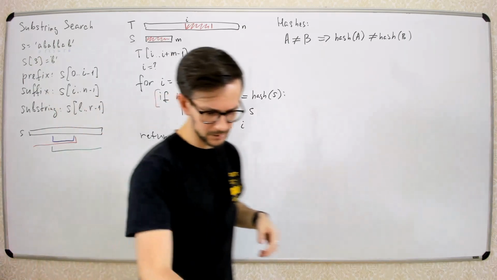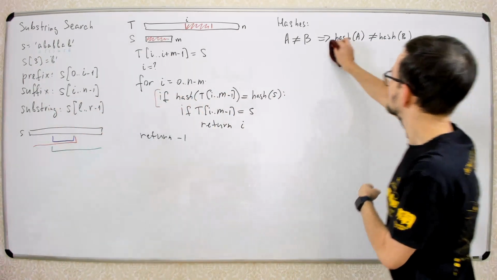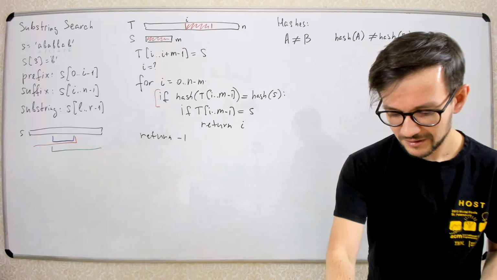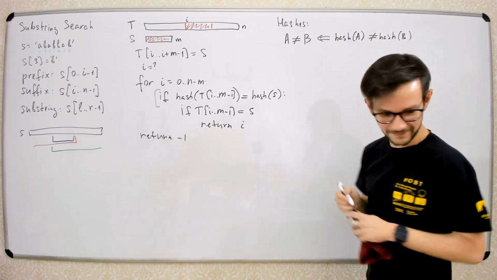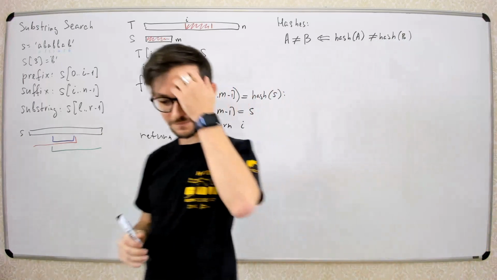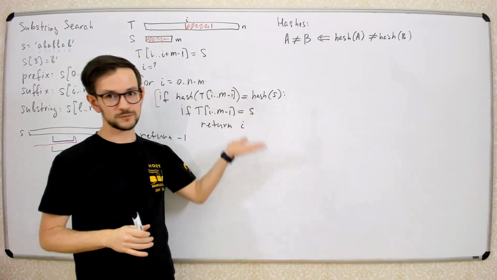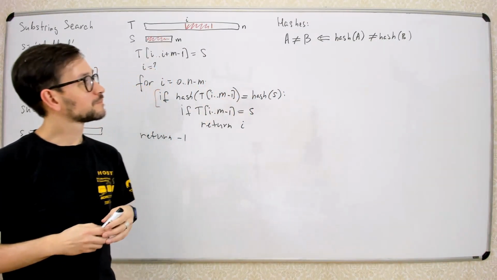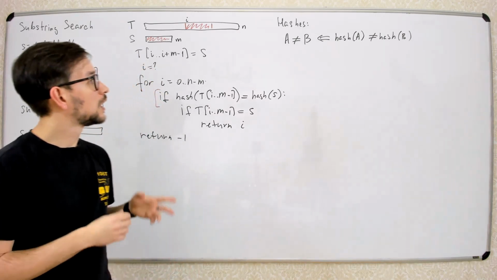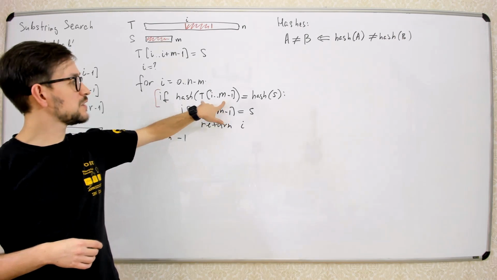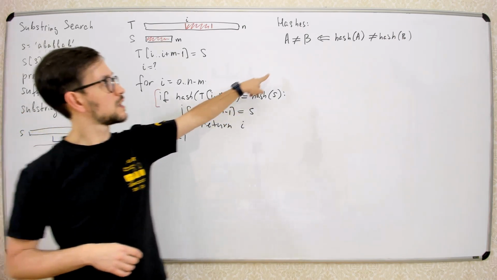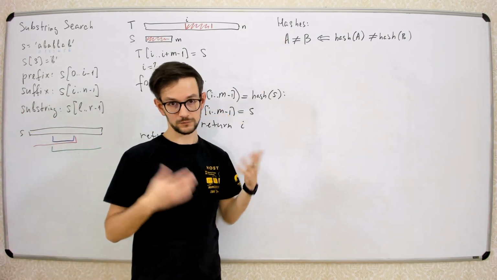Oh, my bad. I have the implication going one way only. My bad. And no one noticed. So, if the hashes are not equal, then the strings will not be equal, right?